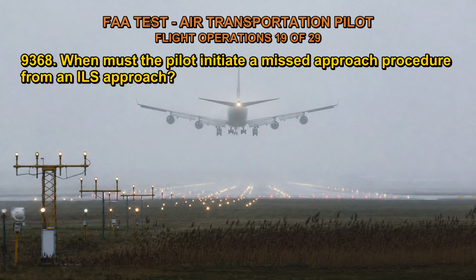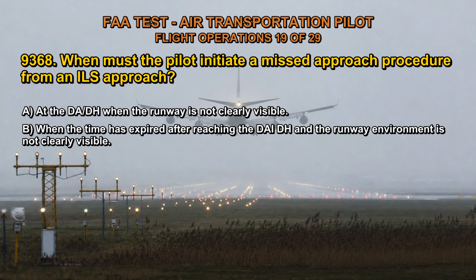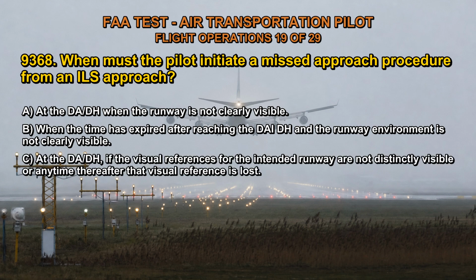9368. When must the pilot initiate a missed approach procedure from an ILS approach? A. At the DA/DH when the runway is not clearly visible. B. When the time has expired after reaching the DA/DH and the runway environment is not clearly visible. C. At the DA/DH, if the visual references for the intended runway are not distinctly visible or any time thereafter that visual reference is lost.